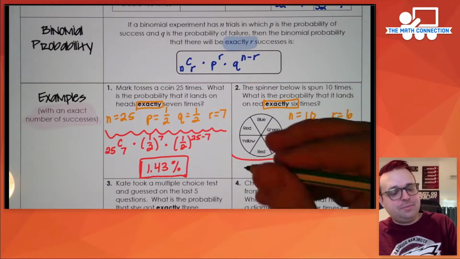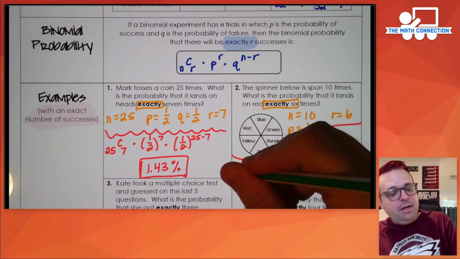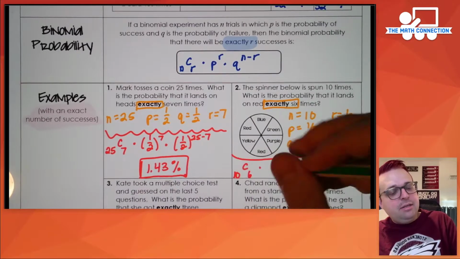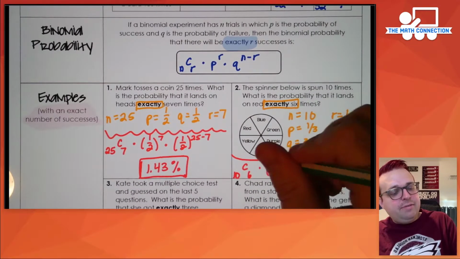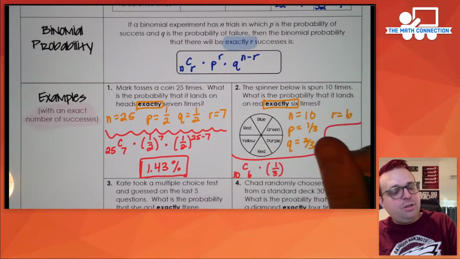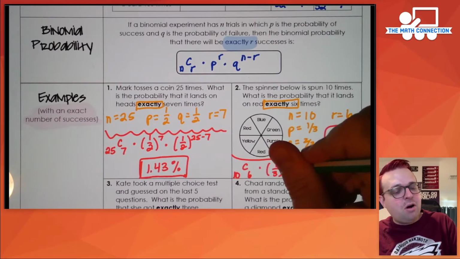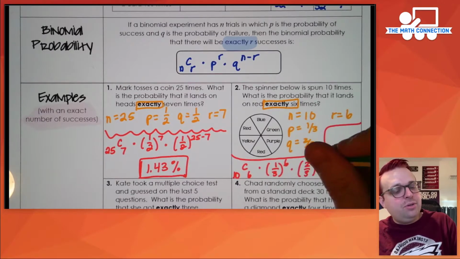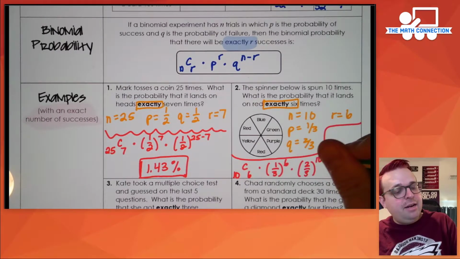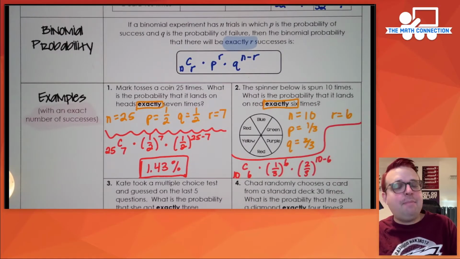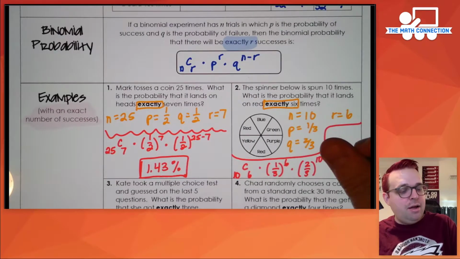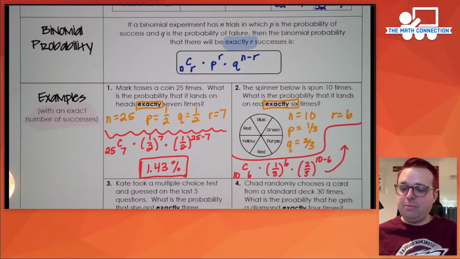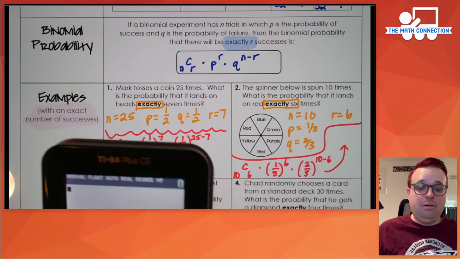So let's do it. It's going to be 10 combination 6 times the probability of success to the power of 6, that's R. And then we have the probability of failure to the power of 10 minus R, which is going to be 10 minus 6, which is 4. And all of this is going to give me some kind of percentage, so I'm going to use my calculator for this. Let's go back.